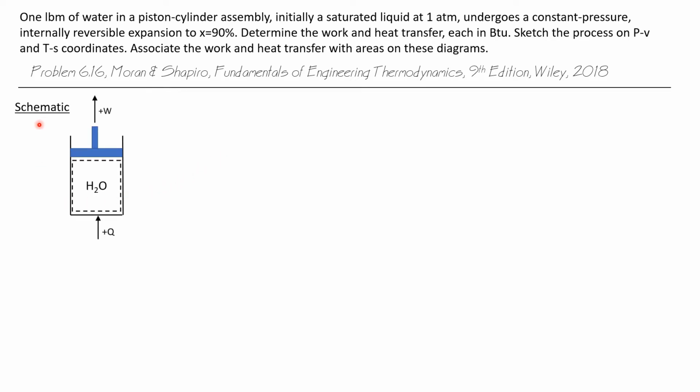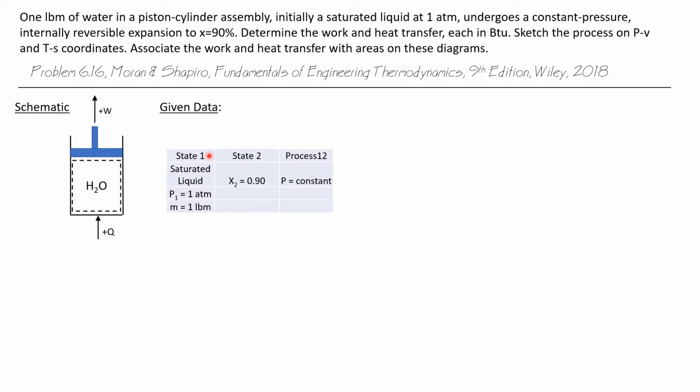Begin with a schematic. We've got a piston cylinder assembly filled with water, and it's oriented vertically, which I always do to show that it's a constant pressure process. And I'm going to draw a boundary around all of the water molecules inside the piston cylinder apparatus, and they are going to define the system that we're going to analyze.